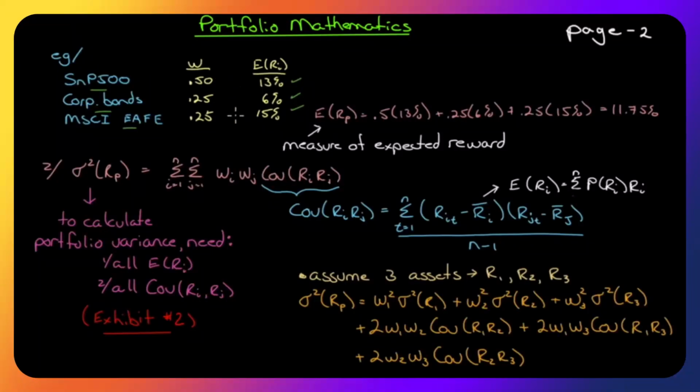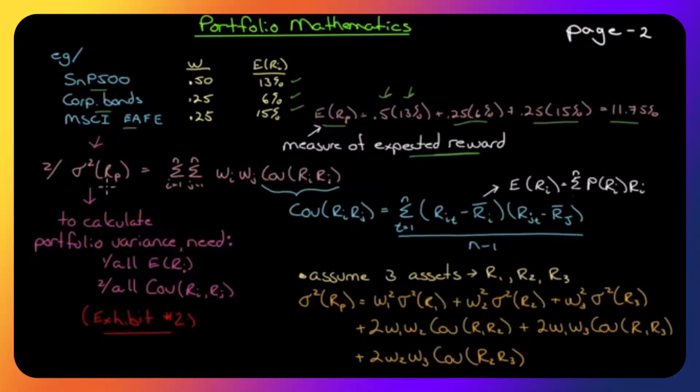What's the expected return on the portfolio? It'll be the weighting, which is basically the probability, multiplied by the expected return for each asset class. We expect that the portfolio with these weightings will return 11.75%. Nice and easy. The expected return on the portfolio is a measure of our expected reward. If we have reward, we must have risk. They go hand in hand. No risk, no reward. Well, how do we measure risk?